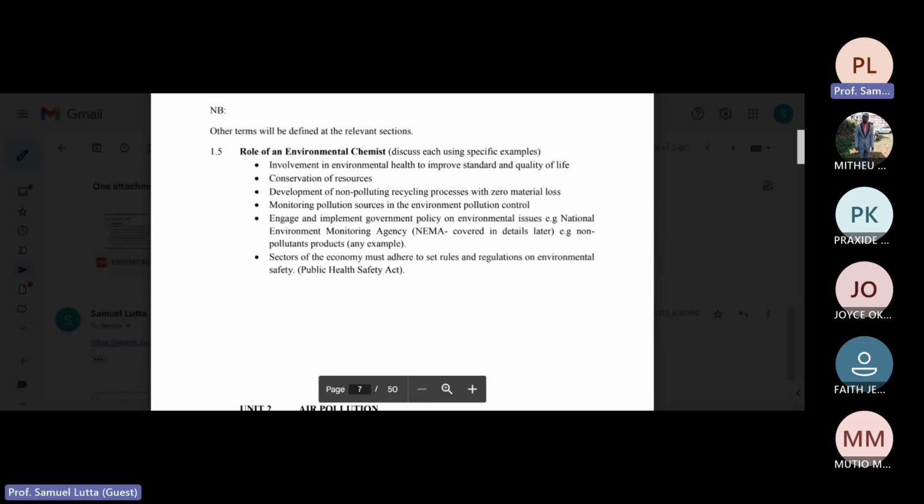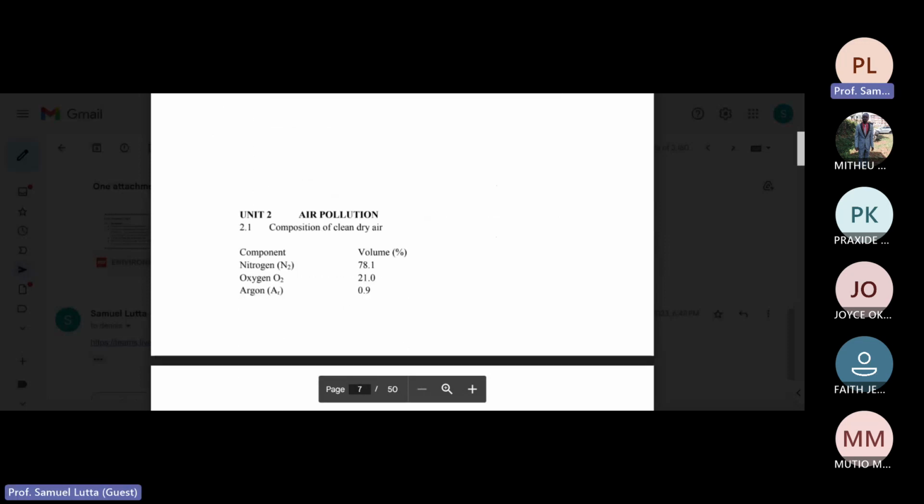So there are some government agencies that are involved in checking these. We have NEMA, so they check this, and then there are some rules which have been set to do this.